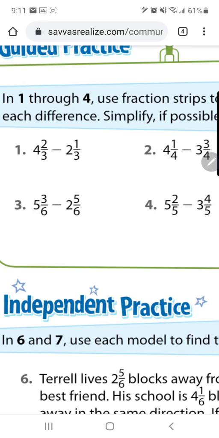What I want to do is go over the first 5 problems on page 415 with you about modeling how to subtract mixed numbers. So here we go. Let's go ahead and get started with number 1. Again, I'm on page 415. I'm going to do 1 through 4 as examples.